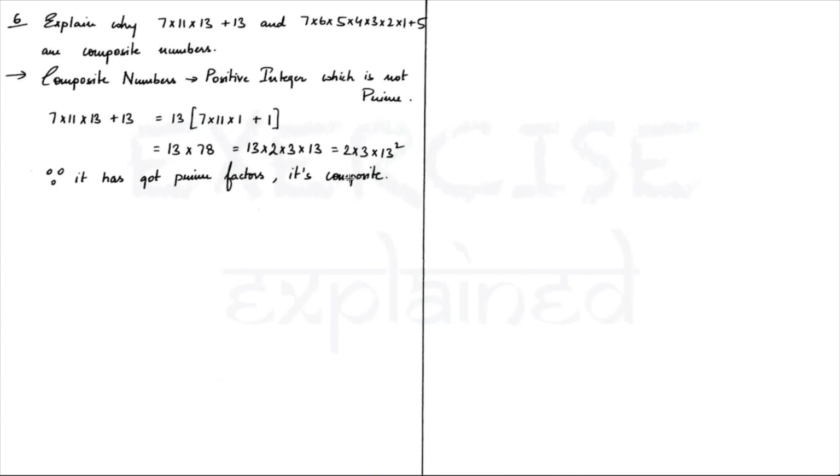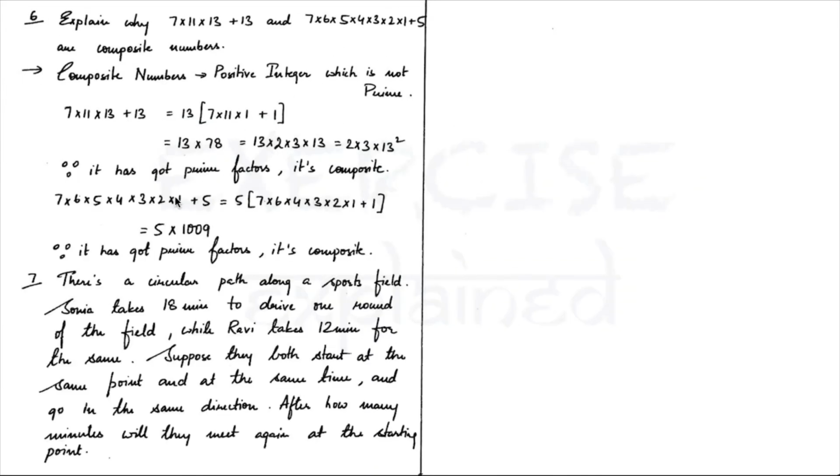Coming to the next one, here the calculation is going to be slightly big. You can see we can take 5 common from both the places. Here also I have 5, you can see my mouse. Here also there's 5. So if I take 5 common, what I am left with is 7 into 6 into 4 into 3 into 2 into 1 plus 1.